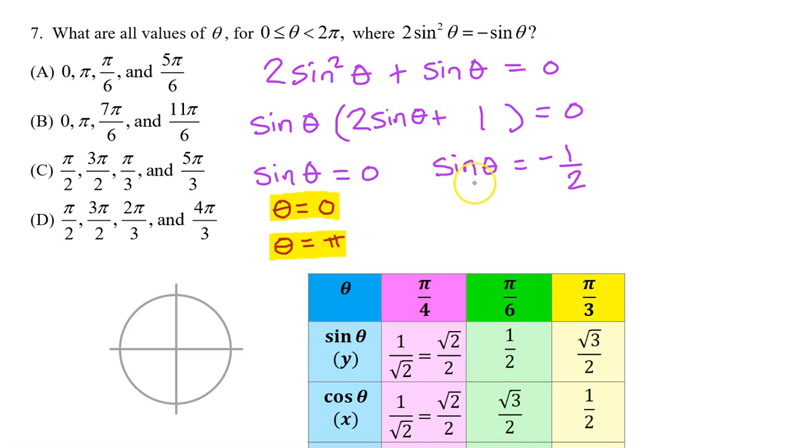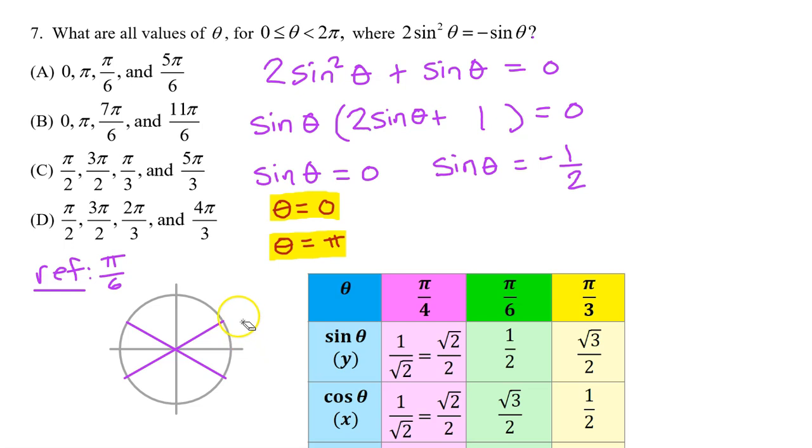Now let's find where sine theta is equal to negative 1/2. We can find the reference angle by ignoring the negative sign and asking the sine of what angle is 1/2. We have memorized that the sine of pi over 6 is 1/2. So pi over 6 is the reference angle.